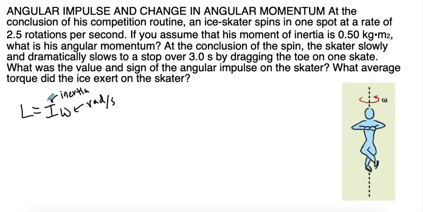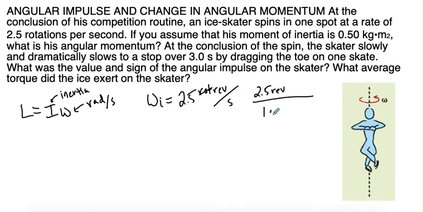So let's see if we can find this first, and then we're going to write out our angular impulse-angular momentum theorem in a second. Originally the skater is going, so that's the initial angular velocity. That's 2.5 rotations, or revolutions as I like to say, per second. So 2.5 revolutions per 1 second. If we remember how to convert that from previous lessons, then we can do some tracks.